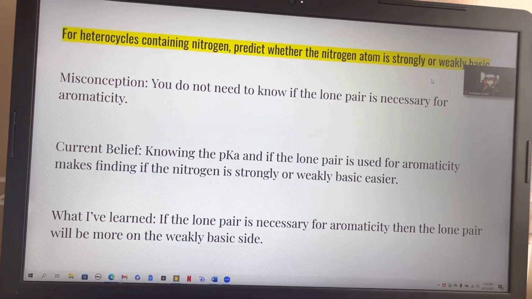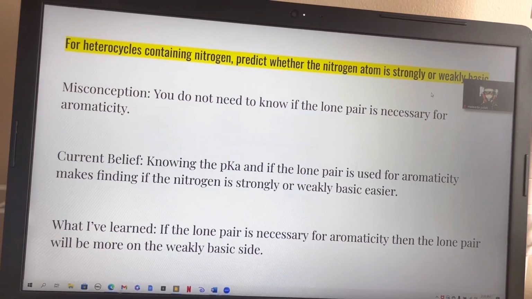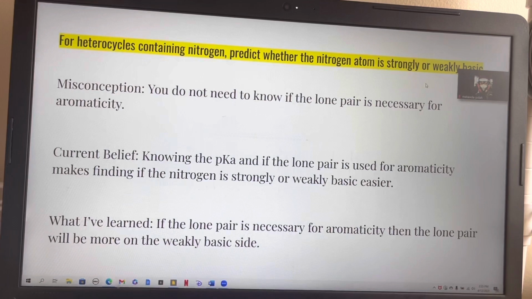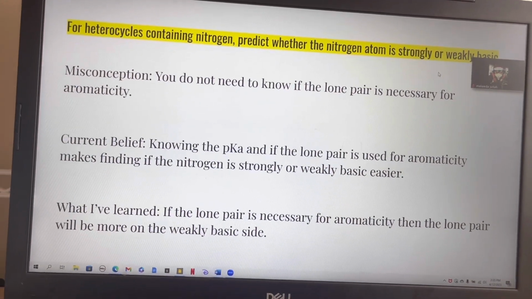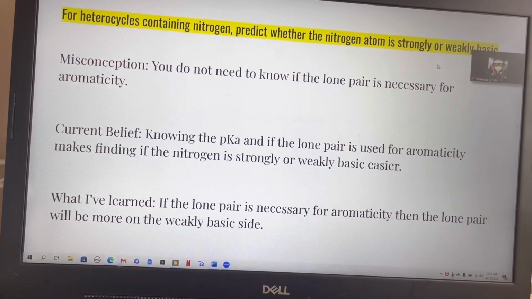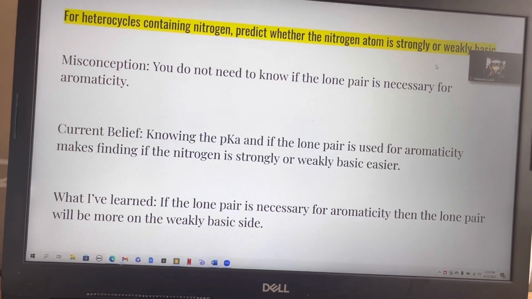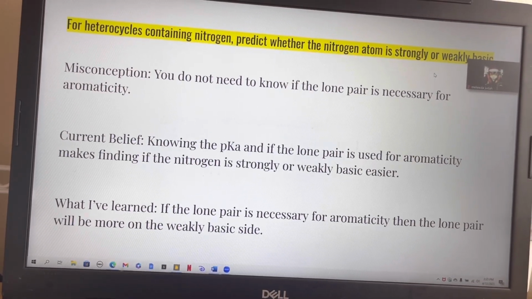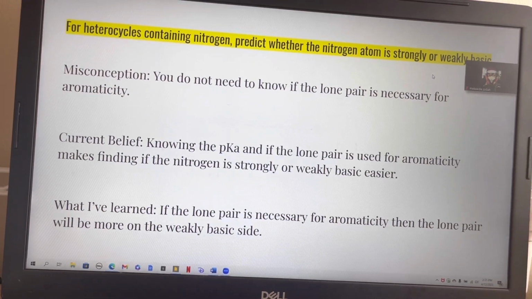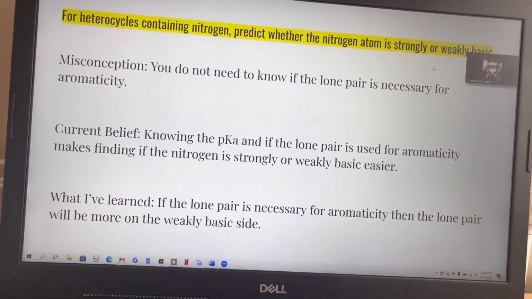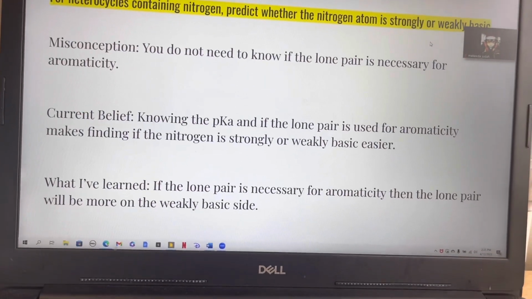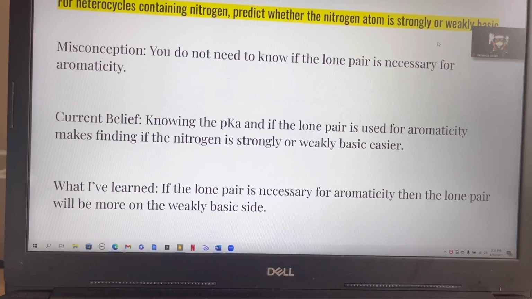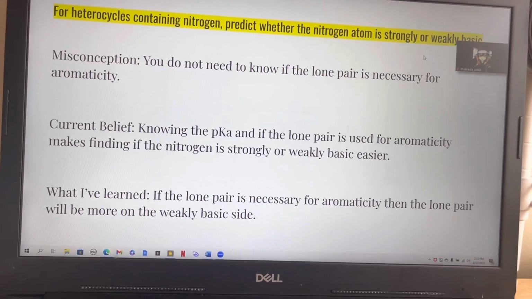For heterocycles containing nitrogen, predict whether the nitrogen atom is strongly or weakly basic. Misconception: you do not need to know if the lone pair is necessary for aromaticity. Current belief: knowing the pKa and if the lone pair is used for the aromaticity makes finding if the nitrogen is strongly or weakly basic easier. What I've learned, if the lone pair is necessary for aromaticity, then the nitrogen will be more on the weakly basic side.